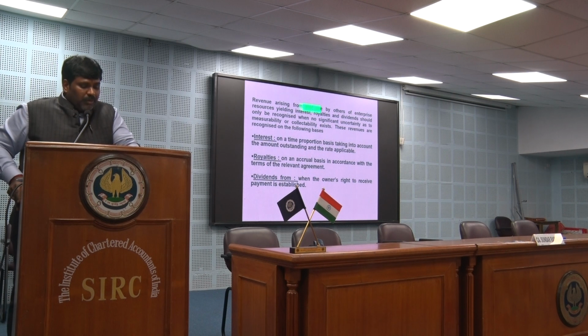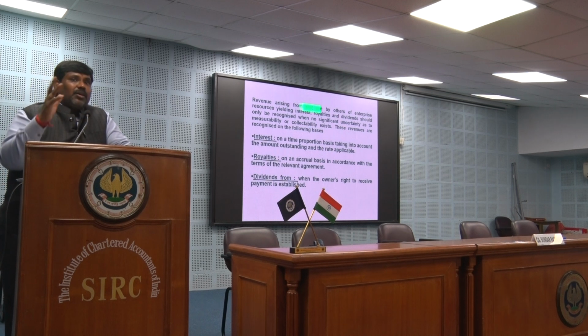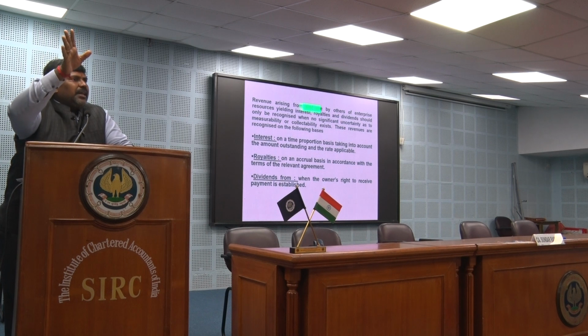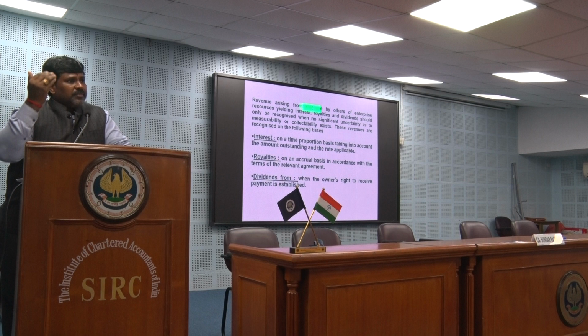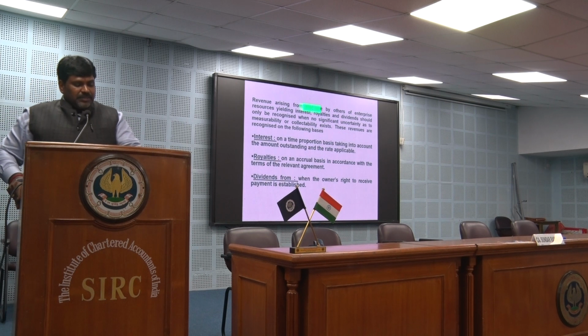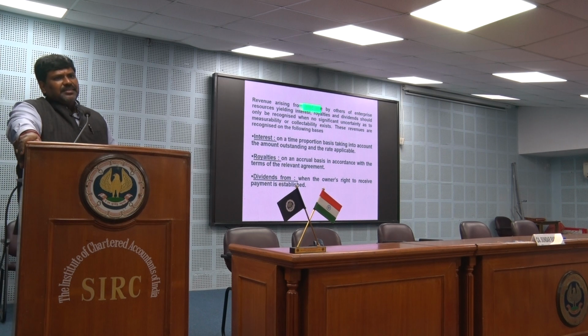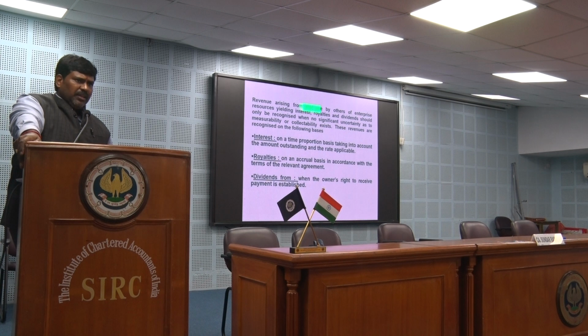Royalties always on an accrual basis in accordance with the terms of the relevant agreement, whether you have received it or not. If it is based on turnover, and the other party has incurred the turnover, you recognize the same as royalty in your books, even though you have not received it. Dividends, when the owner's right to receive the payment is established, that's your AGM declaration of the dividend. You have a right to receive the dividend.